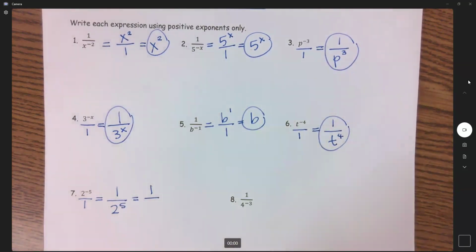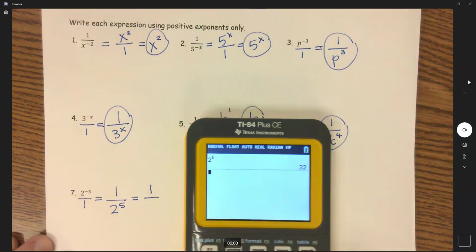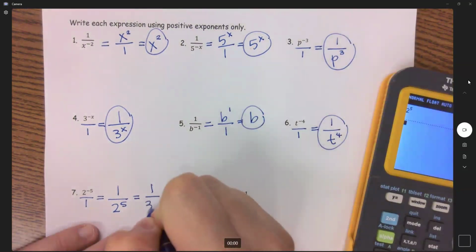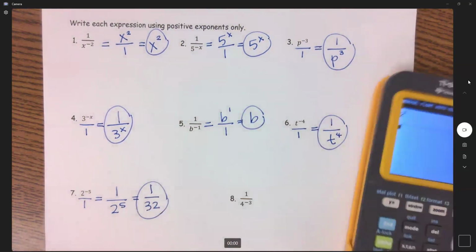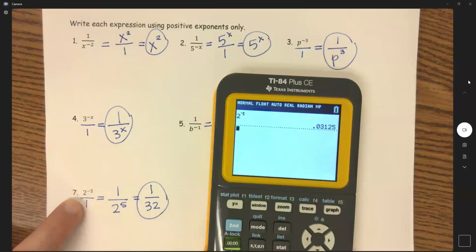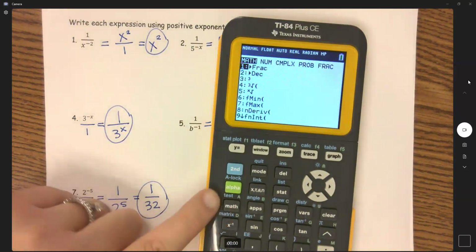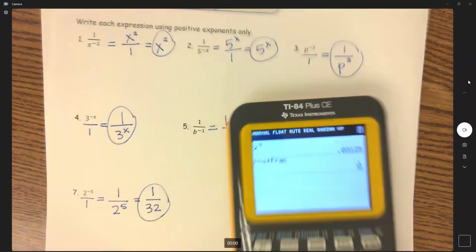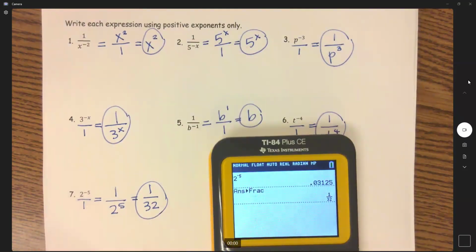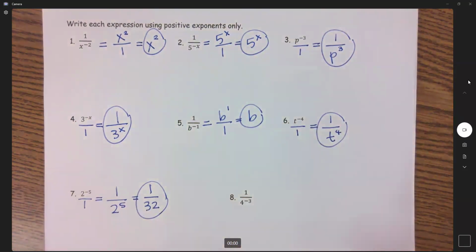So use your calculator. 2 to the 5th gives me 32. So it's the same as 1 over 32. And you can even put this in your calculator to check that. 2 to the negative 5th power will give you a decimal. If we go math right here, change it to a fraction, 1 over 32. So when you have all numbers, you need to evaluate it till you get a number.